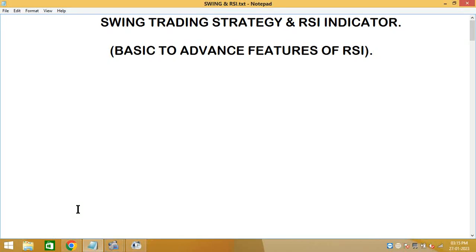Hello friends, good afternoon. Today in our swing trading series, we will see a swing trading strategy with the relative strength index. This is an indicator. Today we will understand the basics to some advanced features of RSI.